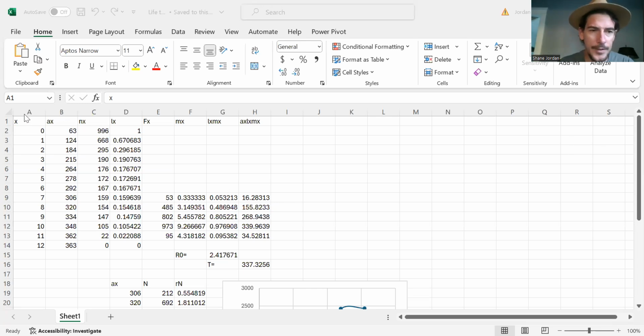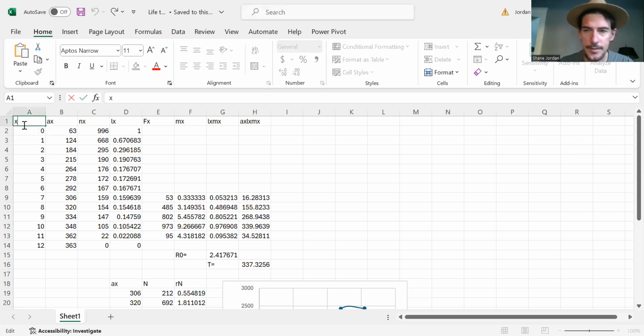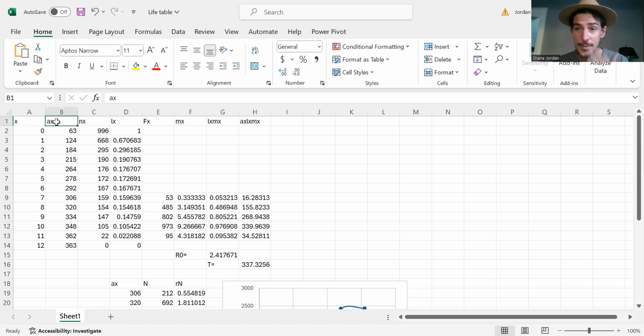And what we have in our data frame is basically this thing X, which represents different periods of time that we took measurements on this population of Phlox drumondii, and this thing called A sub X, which represents the age classes that we're taking measurements. This thing called N sub X, which represents the number of individuals in the population at a particular age class. This thing called L sub X, which represents the survivorship of individuals in this population at different age classes.